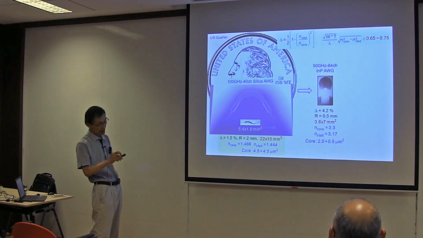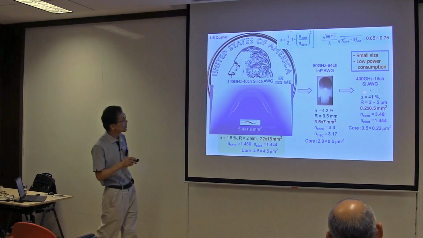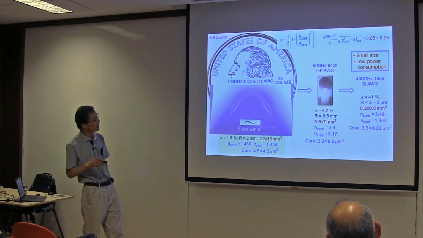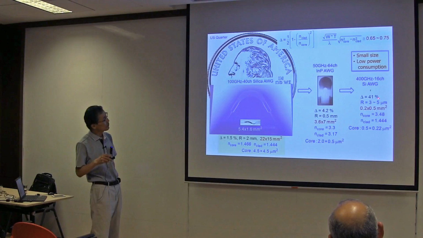But for the silicon AWG, in proportional size, it's almost invisible, very small. That is because the core is silicon, with 3.5 refractive index, and the cladding is silica, so there is a huge refractive index difference. Then, obeying this principle, the core should be very small, submicron. And the bending radius can be almost 3 microns.